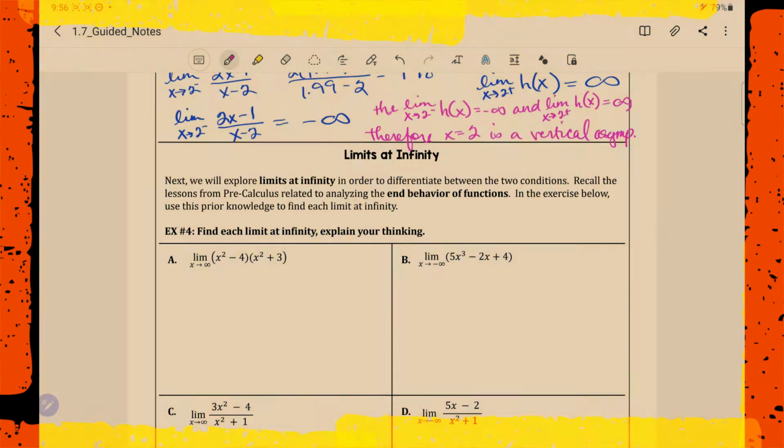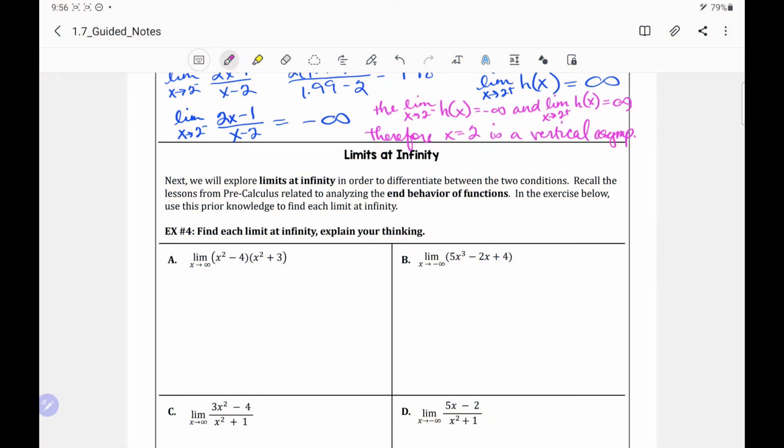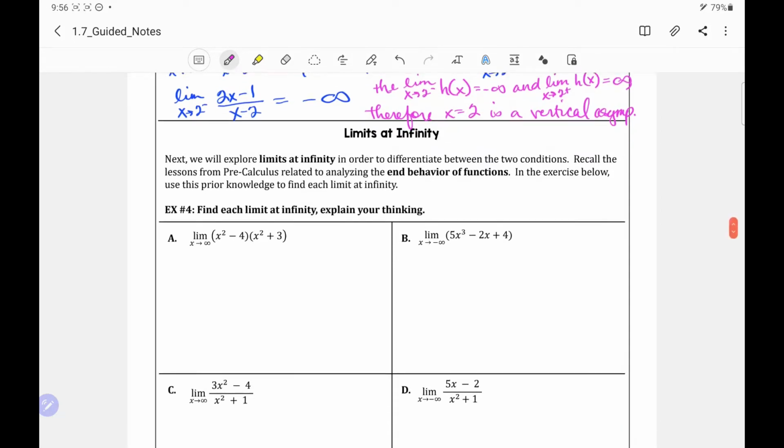We will explore limits at infinity in order to differentiate between the two conditions. Recall from pre-calculus lessons related to analyzing the end behavior of functions. In the exercise below, use this prior knowledge to find each limit at infinity. You also learned about end behavior in Algebra 2, so this might feel like a really long time ago. Very early in pre-calculus, you talk about functions and their graphs, and also you talk about it in Algebra 2.